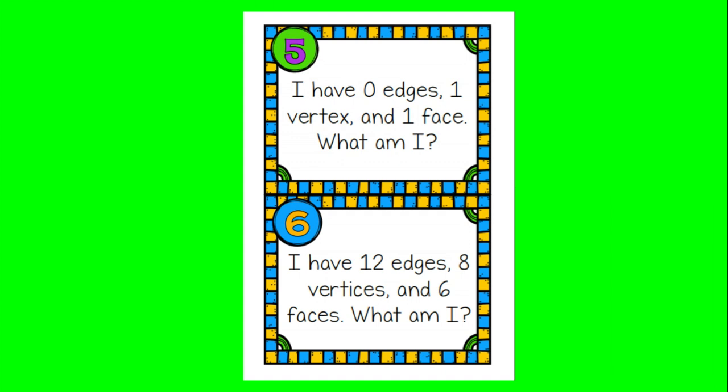And our last riddle, I have 12 edges. Okay, so the cube had 12 edges. I have 8 vertices. And I have 6 faces. So this sounds really similar to the cube, but there's one thing different. It doesn't say equal faces. So what other shape did we have that's like a cube, but it's not made up of equal faces? It's not made up of all of the same shape. If you're thinking rectangular prism, then you just got your last riddle correct.